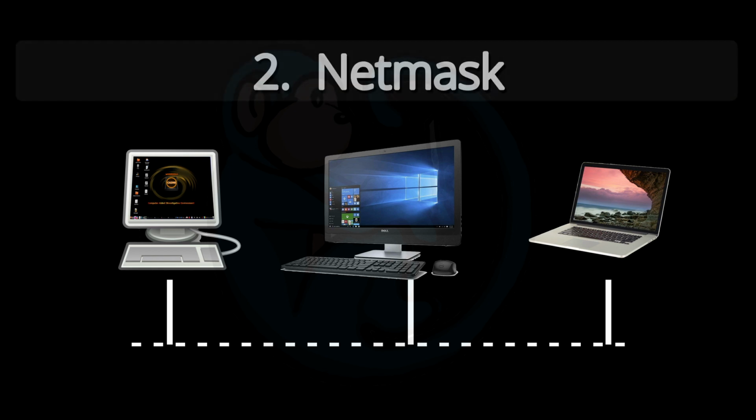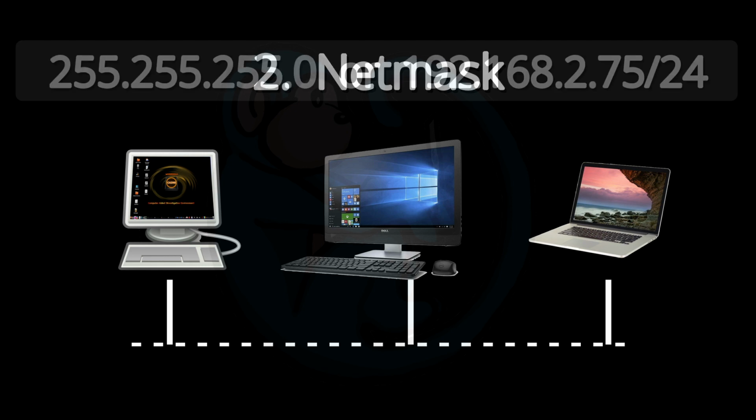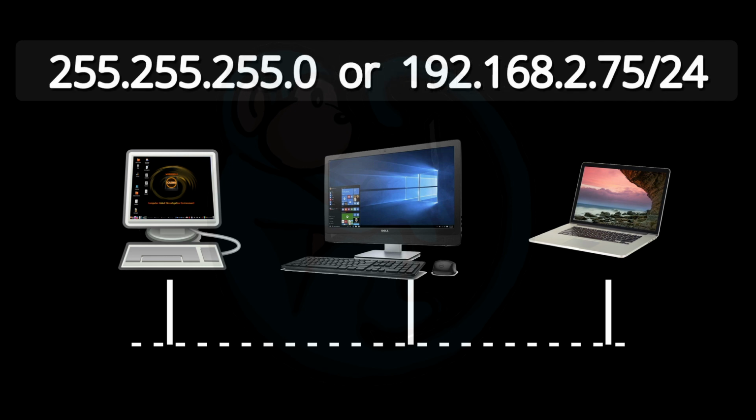Second thing you need is a netmask. This defines the size of the network that the device is on. The netmask can be used to figure out when you are reaching the outside network. So an example of a netmask setting would be 255.255.255.0, or /24 if you're looking at the CIDR notation. So what this means is that this network is going to have 254 devices on there.